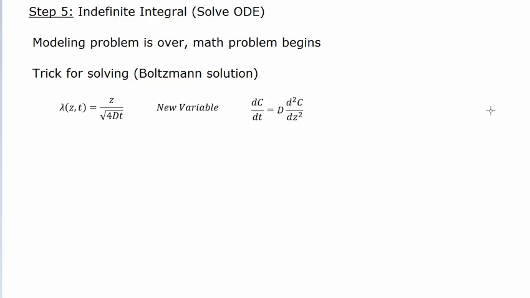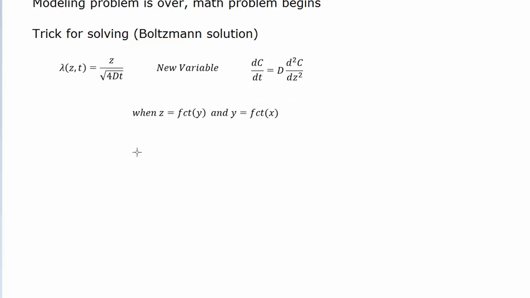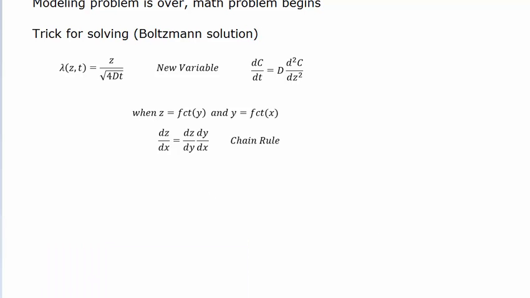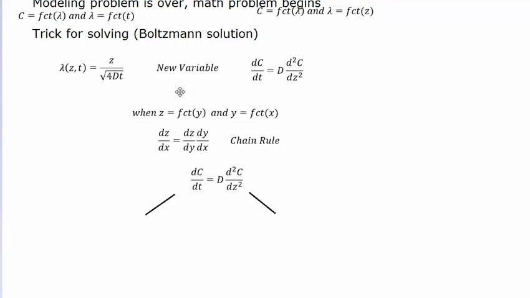The way we're going to do it is that the first thing we're going to use and abuse is the chain rule. And the chain rule says when you have z as a function of y and y as a function of x, what it allows you to do is express dz dx as the product of dz dy and dy dx. The way we're going to do it is we're going to say, okay, on both sides of the equation we have a dc dt or dc dz, and we have the lambda that's a function of z and t. So we're going to say, okay, suppose that concentration is a function of lambda.